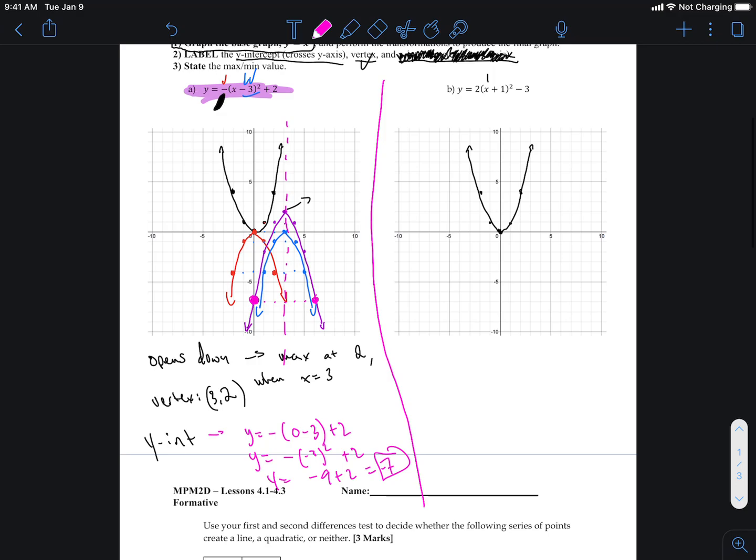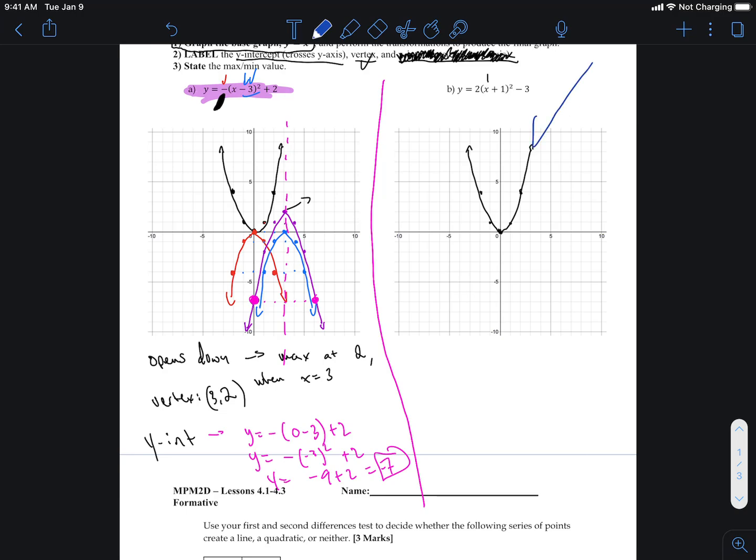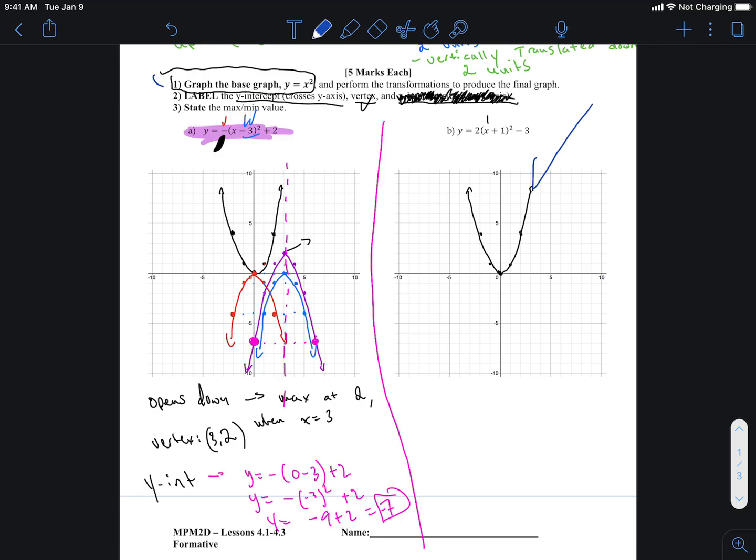Okay. Again, honestly I can only make these so hard. There's not another level with these. All right. Let's do the next one. 1 mark for the base graph right off the top. Make sure you draw your base graph. That's a mark right off the top because I've explicitly asked for it in the question.